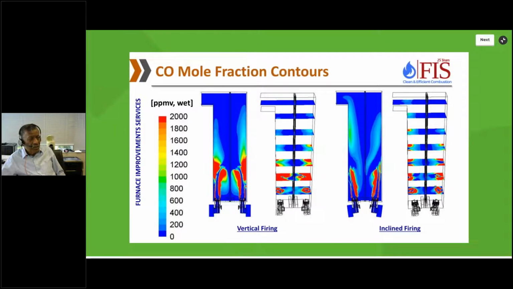This is again showing the mole fractions over here. A mole fraction of CO of 2000 ppm is considered a flame, and you can see over here, the flames are almost touching the tube, high temperature. Whereas when we put in the inclined firing, we are able to get flames more towards the wall, and this is all clear.